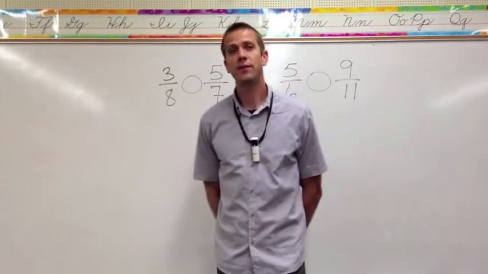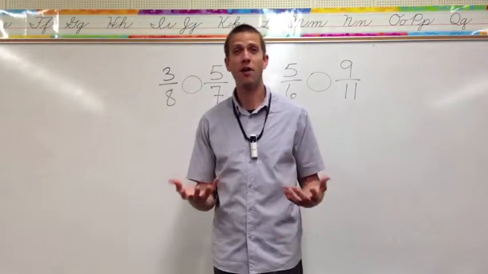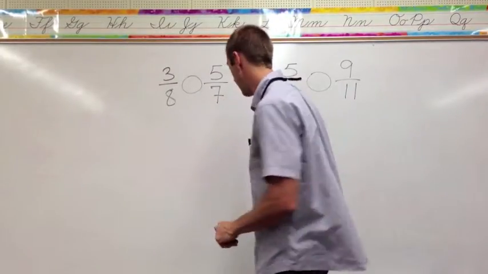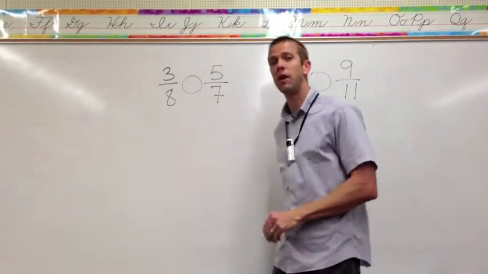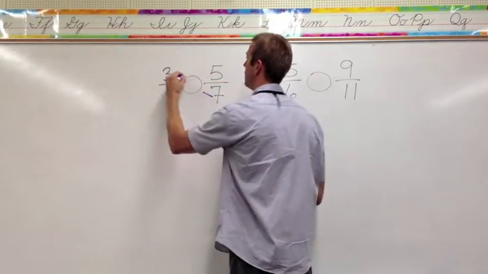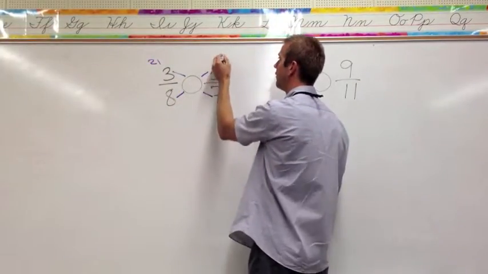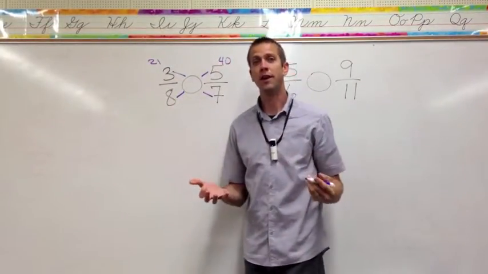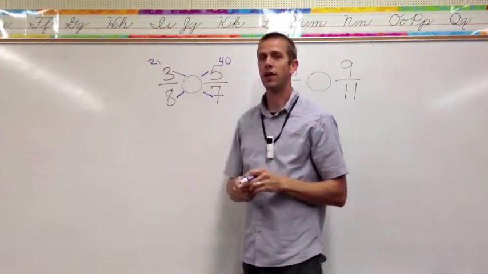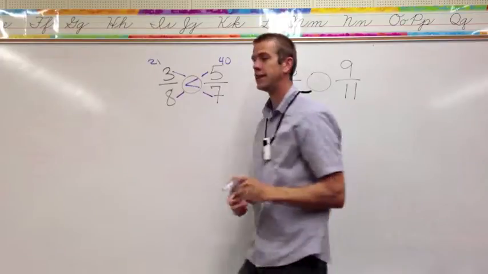Now that becomes quite difficult to do accurately. You could also use something called cross products. Cross products in comparing fractions is probably the easiest and fastest way. In cross products, you just multiply the opposite corners, like an x. 7 times 3 is 21, 8 times 5 is 40. Which one's bigger? 21 or 40. 40 is greater, so this fraction is greater.